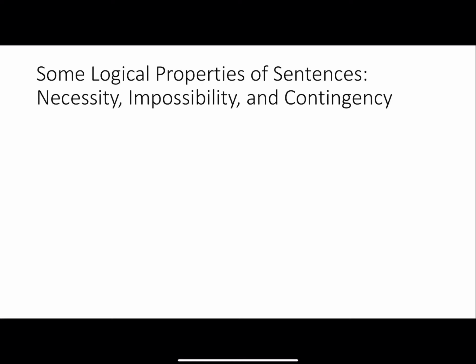I want to start today by talking about some logical properties of sentences. The properties we're going to talk about are the property of being necessary, the property of being impossible, and the property of being contingent.